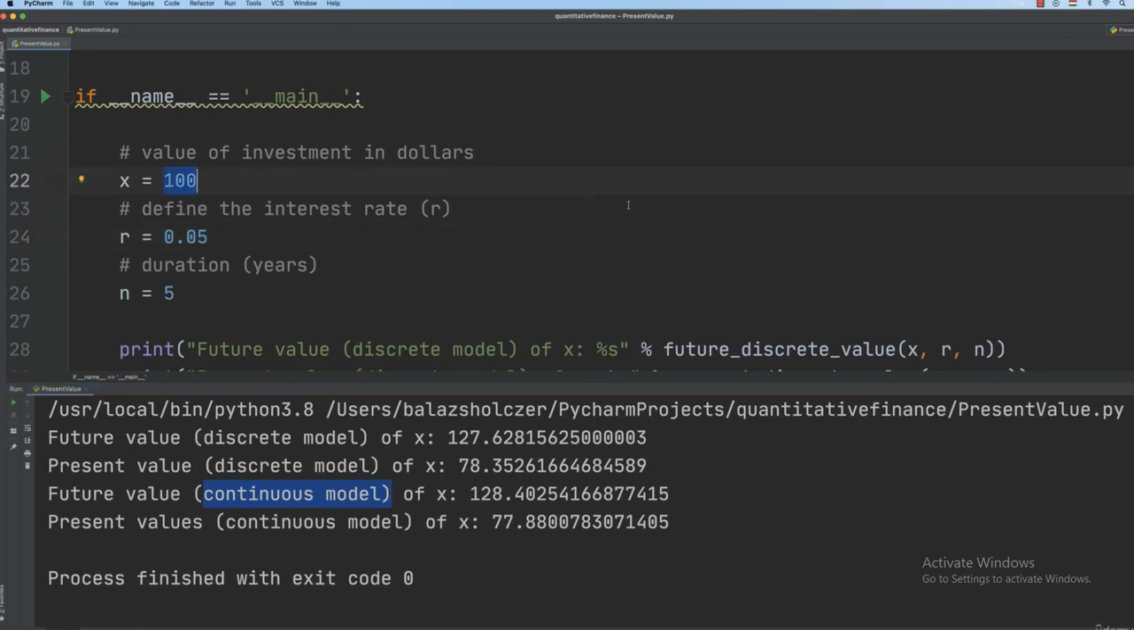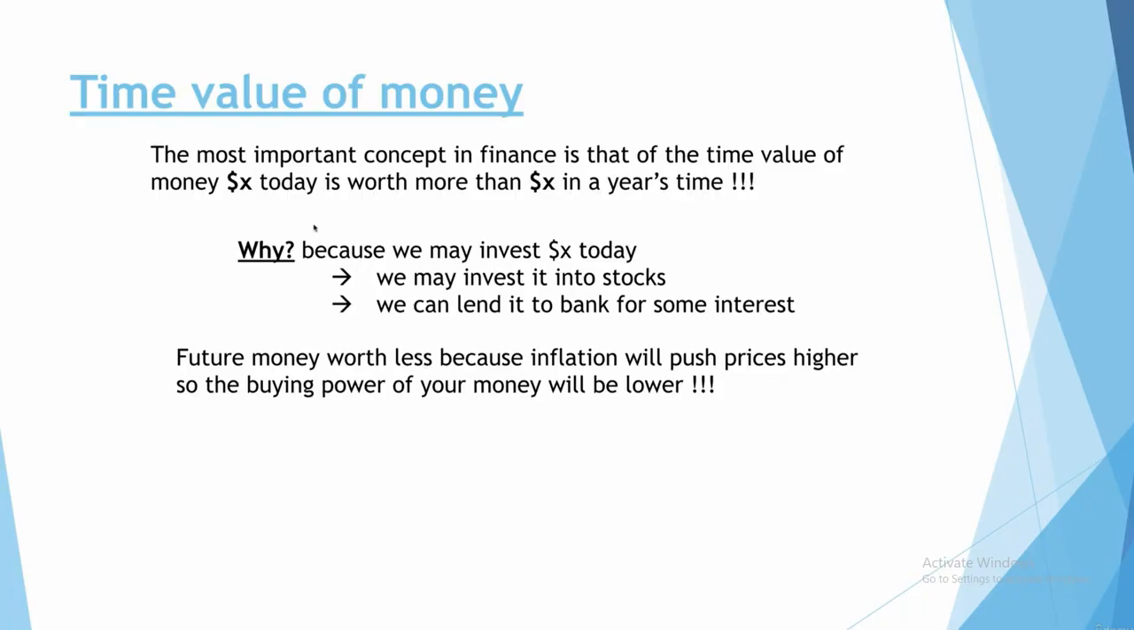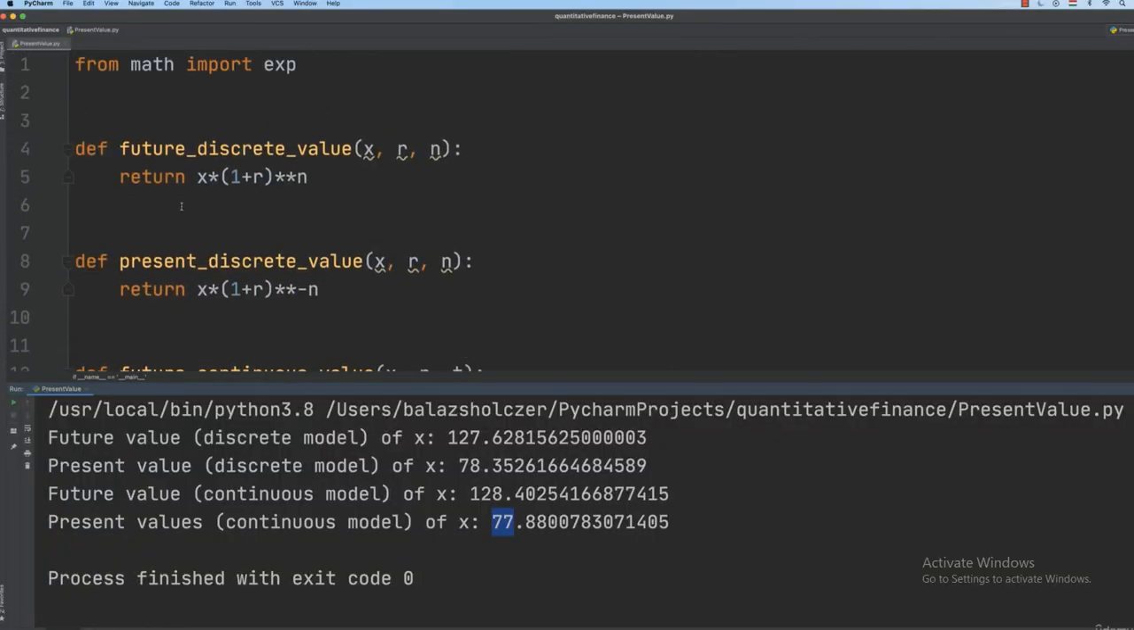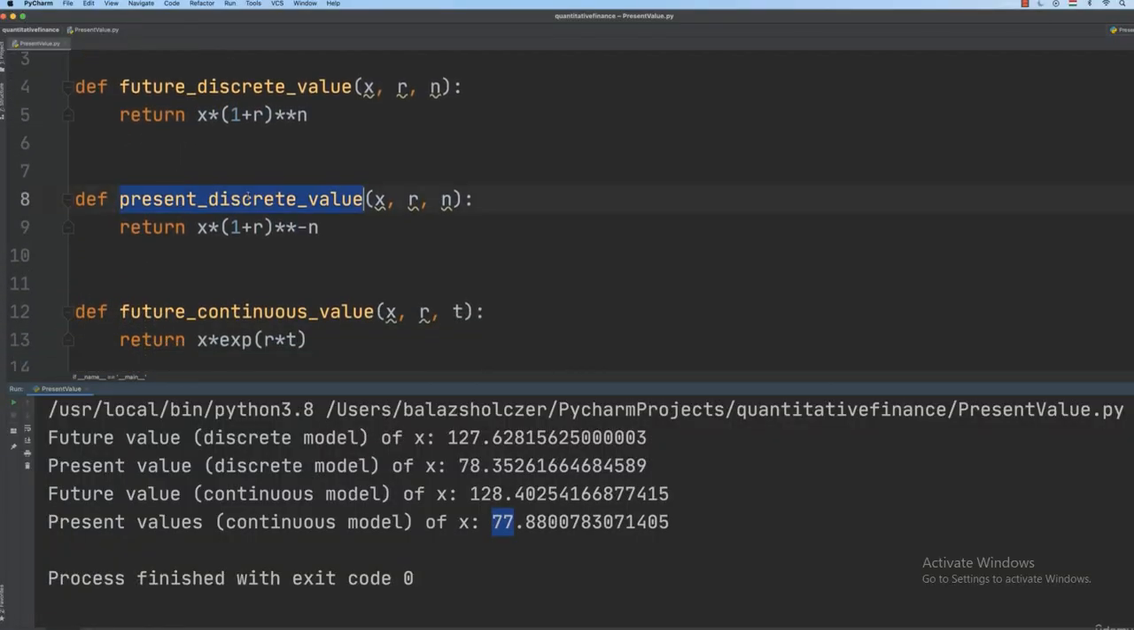What if we have a cash flow in the future and the cash flow is equal to $100? What is the present value of that given money today? It is approximately $78 with the help of the discrete model and $77 with the continuous model. And of course it is working fine, because the most important concept in finance is the time value of money: X dollars today are worth more than X dollars in the future. Of course we may invest that money into stocks, bonds, or lend it to a bank for some interest.